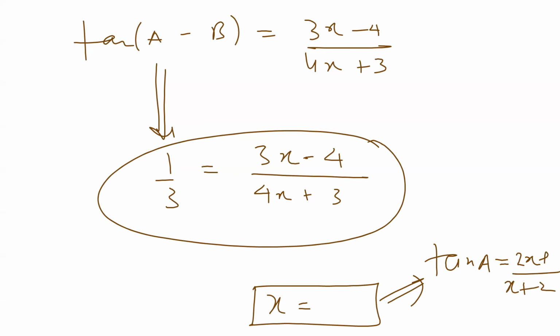Put that value of x here and check what value you're getting. If you're getting tan A equal to 1, then it is 45 degrees. If tan A is equal to root 3, then A is 60 degrees. If tan A is equal to 1 by root 3, it is 30 degrees. That is how you have to solve this further. So that was question number 19, I should say. That is also done.